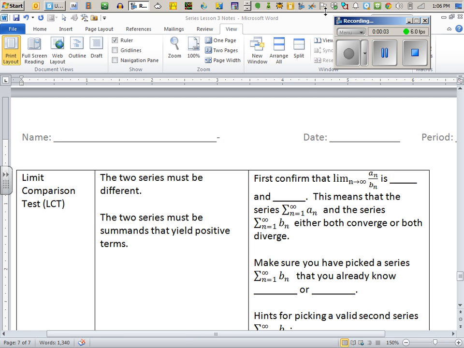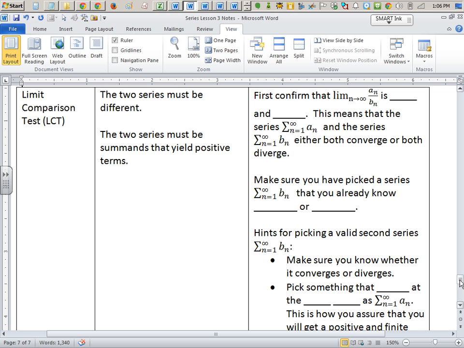Okay, so day 2 of the series, day 3, or lesson 3. We're doing comparison tests, and this is the second comparison test. It's not our last test, though. There's also a ratio test and a root test and an alternating series test. There's more to come. We'll just do it in chunks.